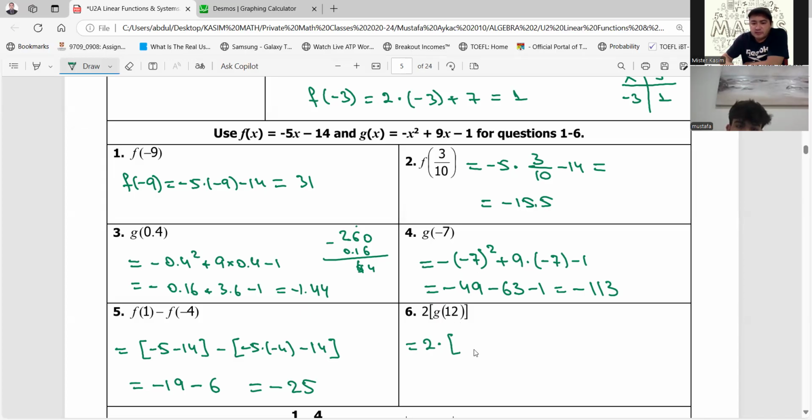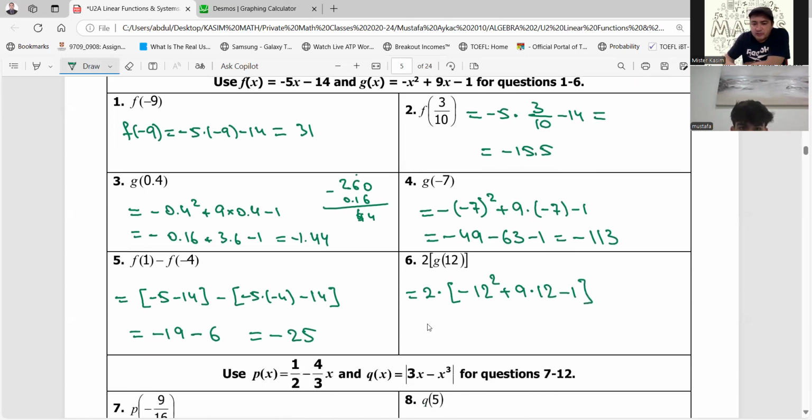So here we have minus x. x is 12 squared plus 9 times 12 minus 1, right? So equals 2 times. And 12 squared is 144. And here we have minus, so that is minus 144 plus 9 times 12 is 108.